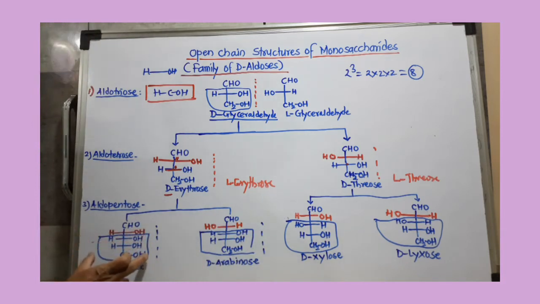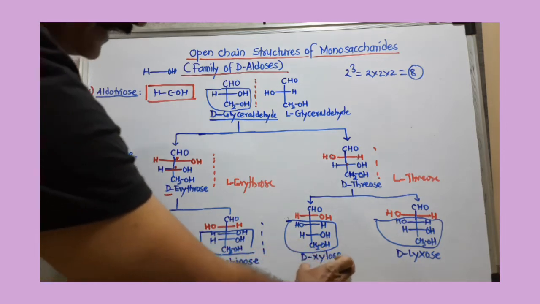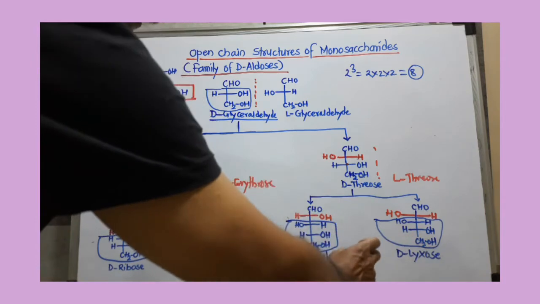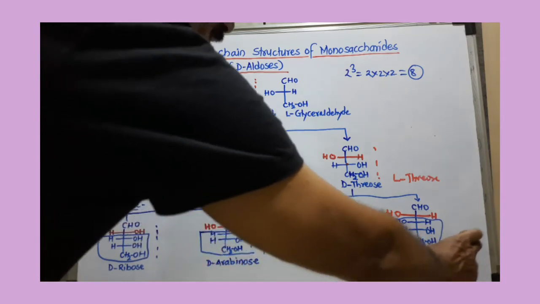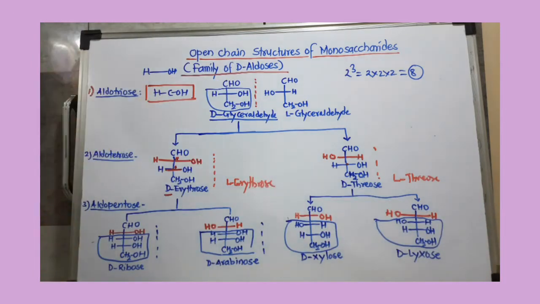If you draw the mirror image of this one, that will be L. So that will be D-ribose and this will be L-ribose. D-arabinose, L-arabinose. D-xylose and L-xylose. D-lyxose and L-lyxose. Just like that.